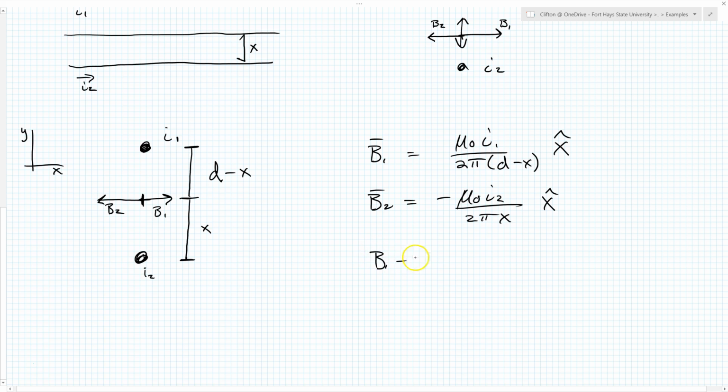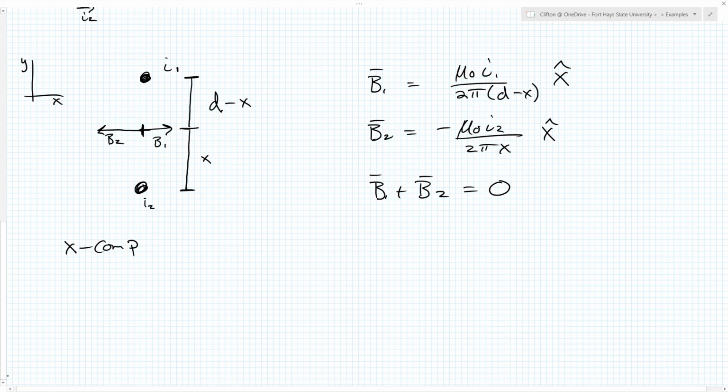So B1 plus B2, if I add them together as vectors, should be equal to 0. If I look at just the x components, I will have the x component of B1, which is plus μ0 I1 over 2π(d minus x), plus the x component of B2, but that's negative, so it's going to be minus this, and that's equal to 0.